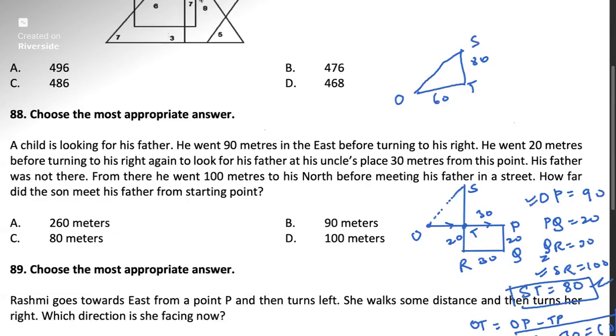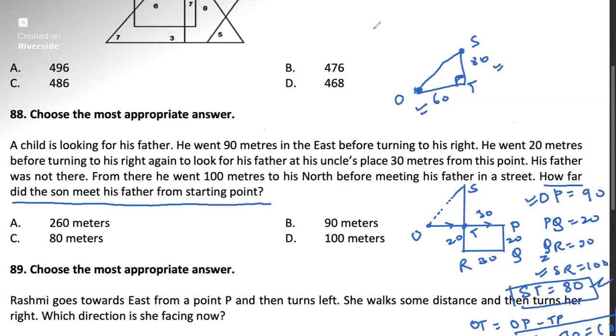Is it a right angle triangle? Sorry, I'm asking about OS. From where he went, how far did the son meet his father from the starting point? This is from the starting point. Is it a right angle triangle? One side is 60, another is 80.